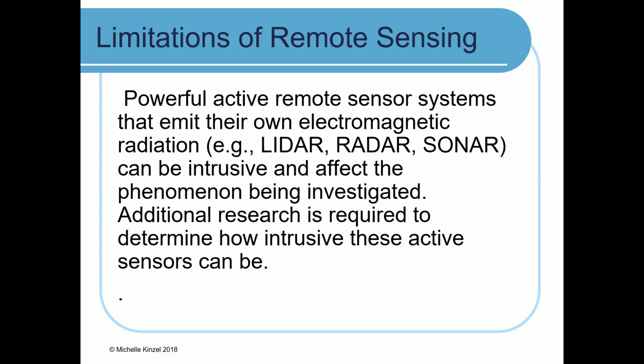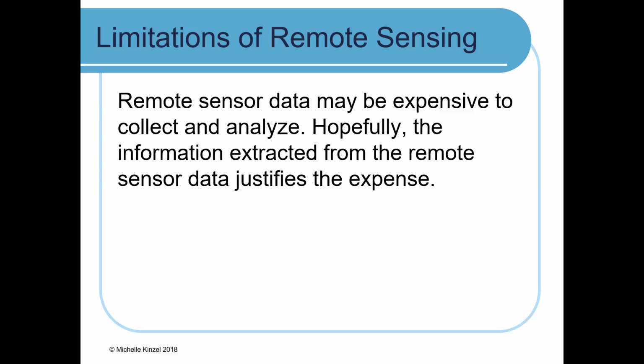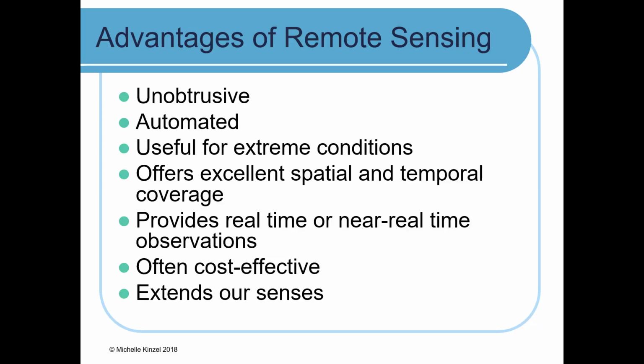Powerful active remote sensors that emit their own electromagnetic radiation, such as LIDAR, radar, and sonar, can be intrusive and affect the phenomenon being investigated. Additional research is required to determine how intrusive these active sensors can be. Remote sensing instruments over time may become uncalibrated, and this can result in uncalibrated data. Remote sensor data may be expensive to collect and analyze. So hopefully the information extracted from the remote sensor data justifies the expense.